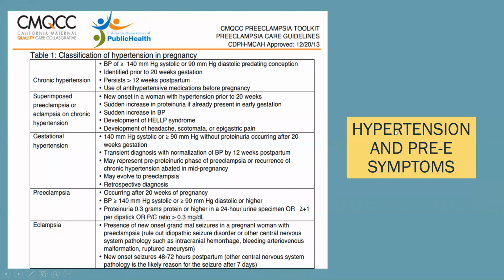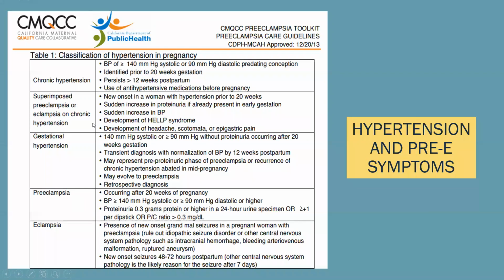So again, hypertension and preeclampsia symptoms. Chronic hypertension, this is the blood pressure is identified as being greater than 140 systolic or greater than 90 diastolic, either predating conception or before the 20th week. And then it persists after 12 weeks postpartum. So the use of antihypertensive medications before pregnancy, any of these criteria, we're going to call that chronic hypertension. That means she was hypertensive before she became pregnant.